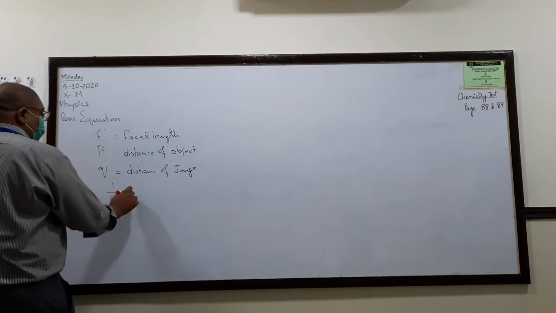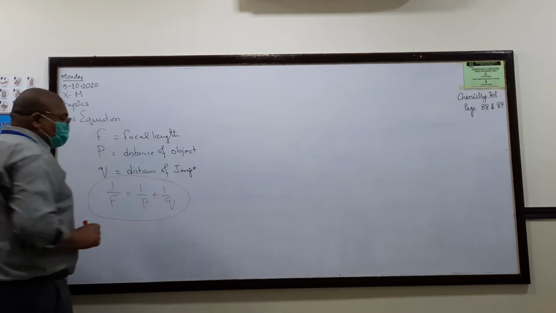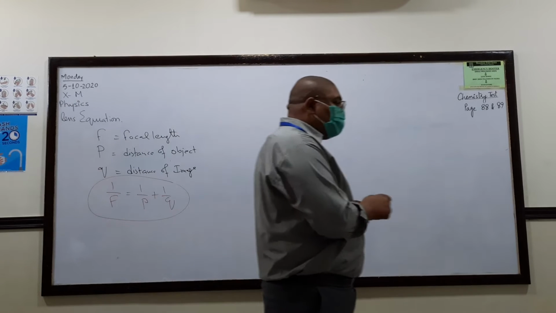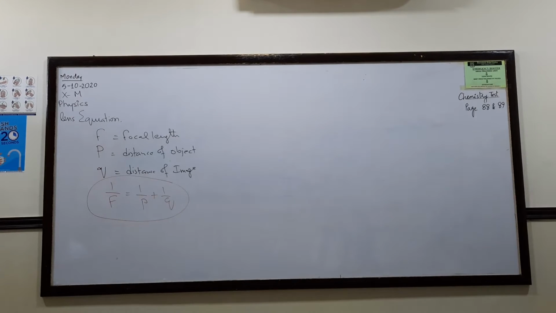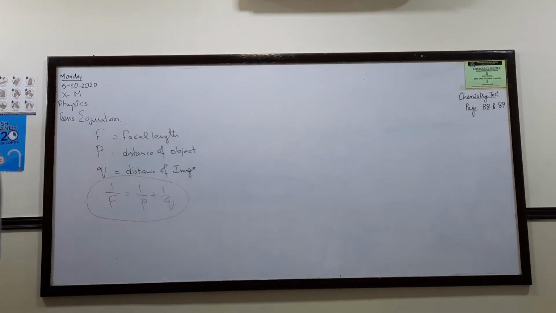So this is 1 by f is equal to 1 by p plus 1 by q. This is the equation. This is called the lens equation. The same equation was used for the mirror. So the same shape of the equation is used for the lenses. 1 by f is equal to 1 by p plus 1 by q, where p is the distance of the object from the optical center of the lens, where q is the distance of the image from the optical center of the lens, and where f stands for the focal length of the lens.